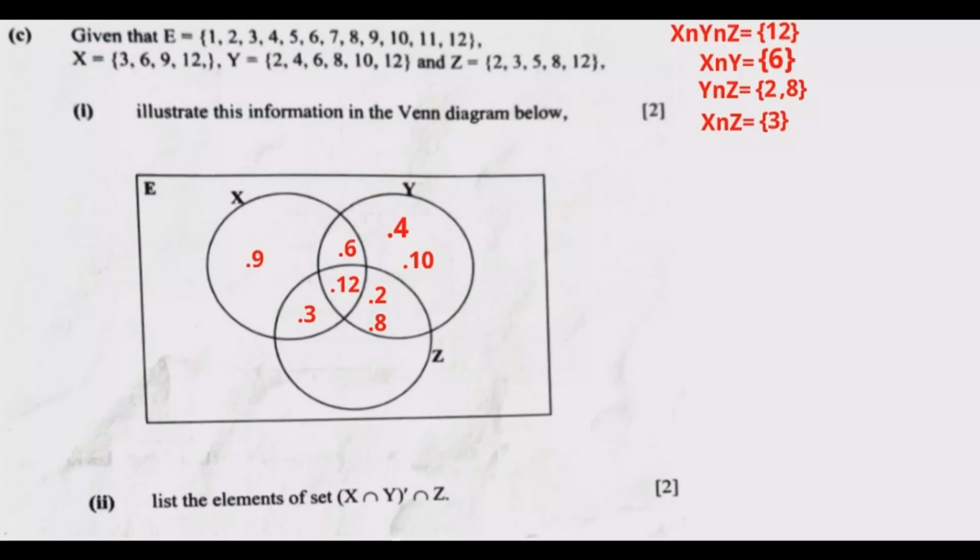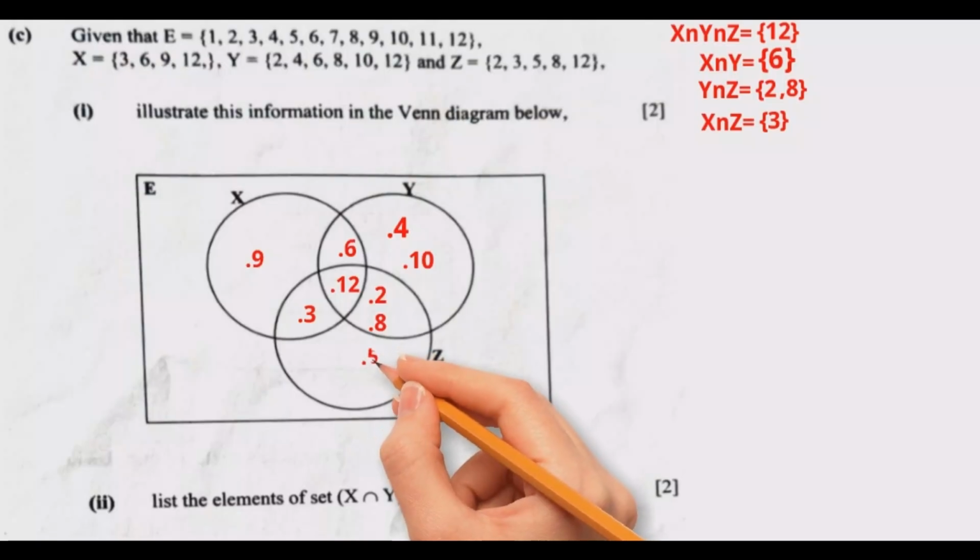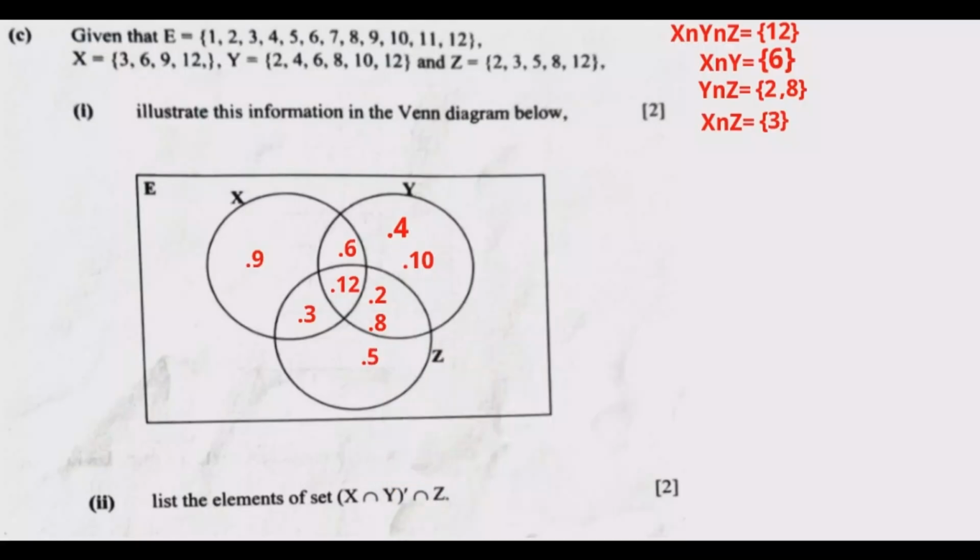Okay, we come to z. We'll ask ourselves which element is not recorded in z. When you look at 2, it is already recorded. 3 is already recorded. 5 is not yet recorded. You can't see 5 anywhere, so we record 5 in the set z. Now we can see that 8 is recorded and 12 is recorded. That's how we record. Now we have recorded everything from the sets.